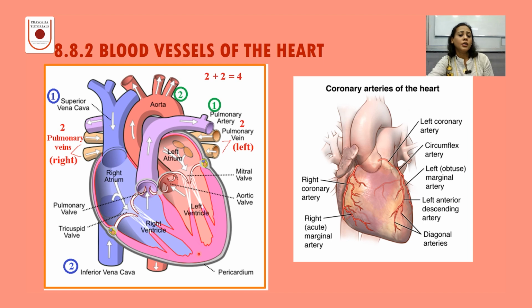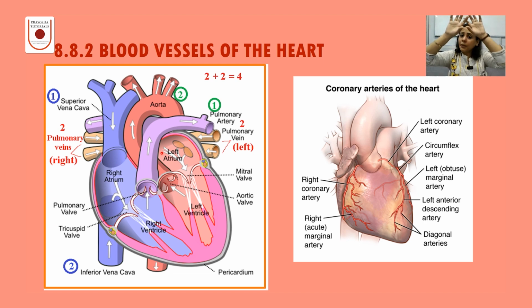Now coming to the blood vessels which are entering the heart and leaving the heart. Which are the blood vessels which are entering? You have number 1, superior vena cava, and number 2, inferior vena cava. Both of them are the largest veins, getting deoxygenated blood from all parts of the body and pouring it in the right atrium. From there, the blood will go to the right ventricle and into the pulmonary trunk, which will divide into two pulmonary arteries: one left pulmonary artery and second right pulmonary artery, which will go to the lungs.